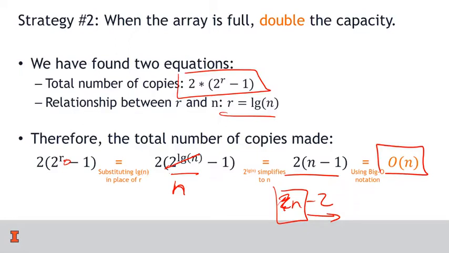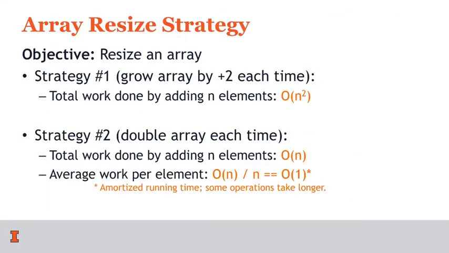This is awesome. So here's an example of where the strategy we use to resize an array makes a difference. Strategy number 1, growing by plus 2 each time, is going to take n squared work. Strategy number 2, doubling each time, takes O of n total work. Now notice we talked about total work at each point. What we really want to care about is how much work is done every time I insert. If the total work to insert n elements is O of n, and I'm doing n different inserts to do all of that work, then the total work O of n divided by the number of inserts I do is going to be equal to O of 1.